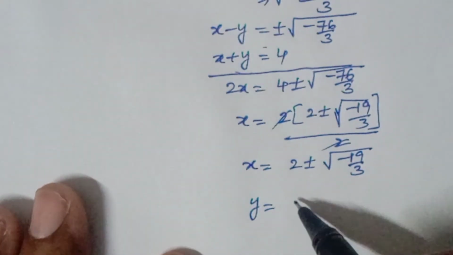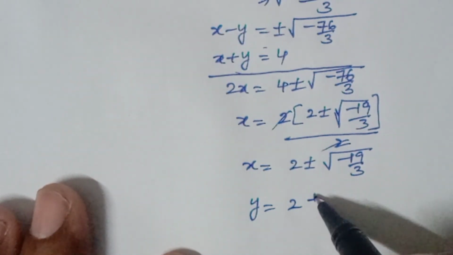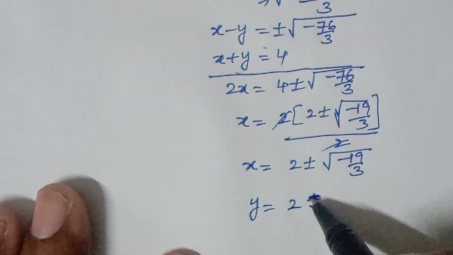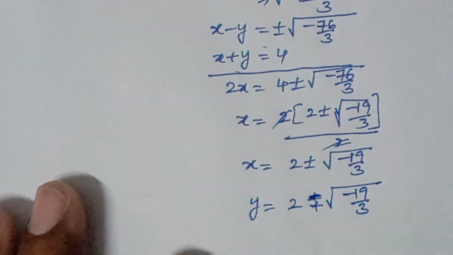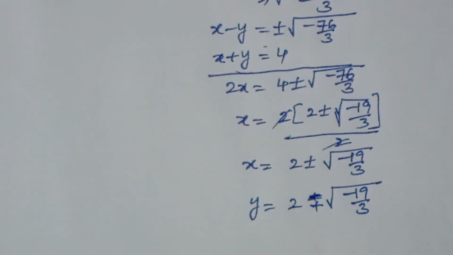So y value will be 2 minus or plus root of minus 19 by 3. So the irrational roots will be conjugate to each other. So we are getting 4 solutions.